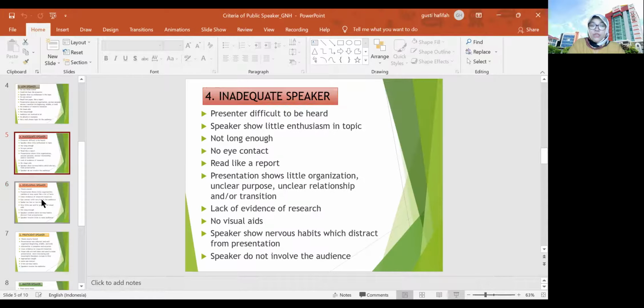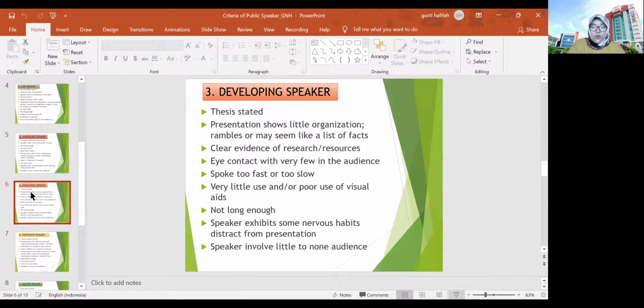The speaker does not involve the audience. Okay, that is for the inadequate speaker. Now I'll go to the developing speaker. This is the average level of speaker.